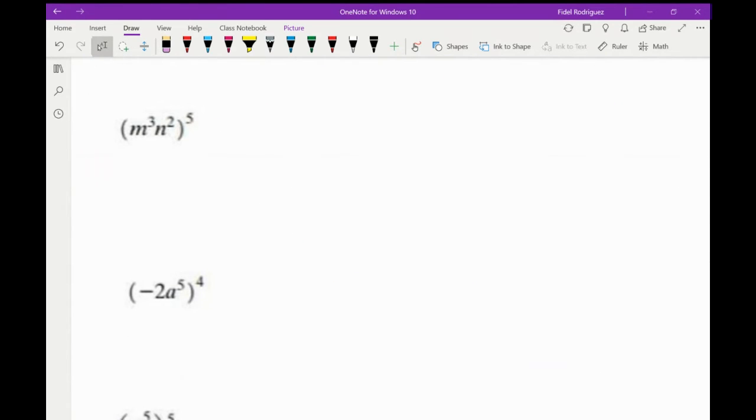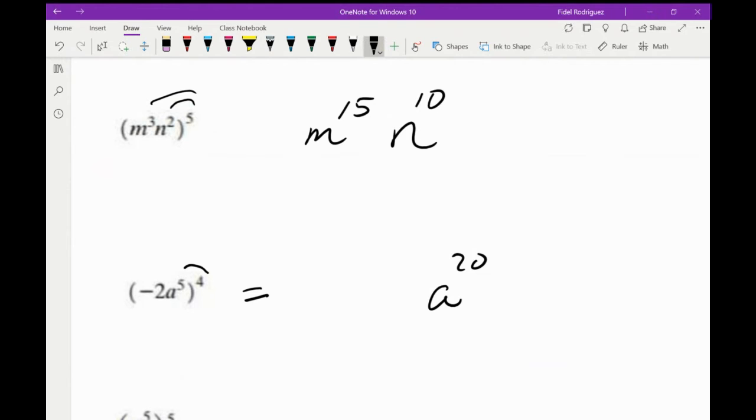All right, so let's do the same thing here with this one. And so the first thing I'm going to do, again, is distribute my powers. So I'm going to have n to the power 10 and m to the power 15, because again, we're still multiplying our exponents. All right. And then here, I'm going to have a to the power 20. Now, I want you to notice this is not just a 2, it's really a negative 2. So I'm going to write it like this, negative 2 to the 4th power. So again, I want to remind myself, what does that mean? What is negative 2 to the 4th power?